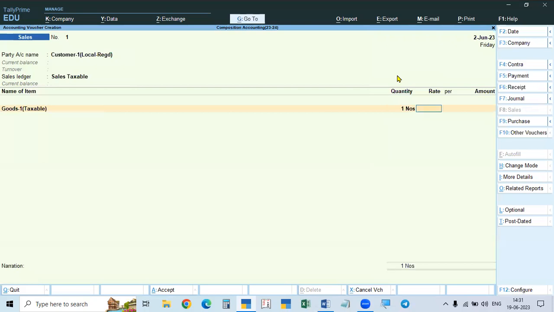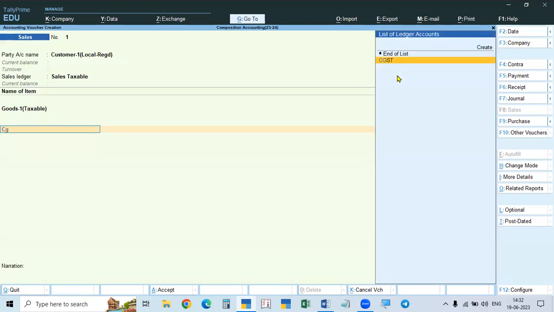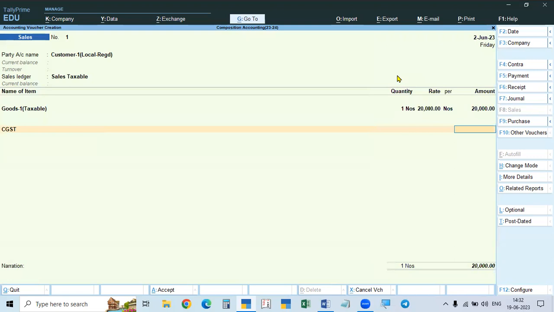We take 1 unit, 20,000. Here 20,000. There is another item that will be taken there. And now you cannot levy any tax. Even if you try to levy the tax, take GST, the tax will not be calculated.